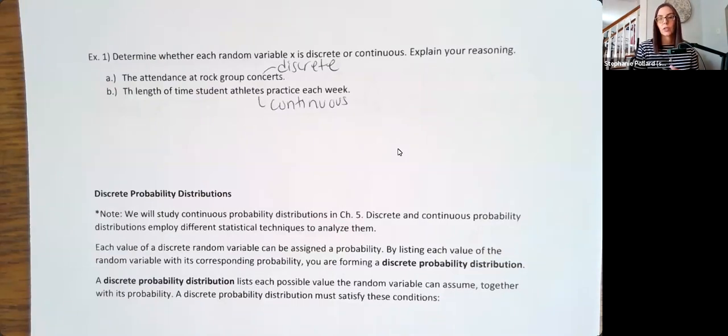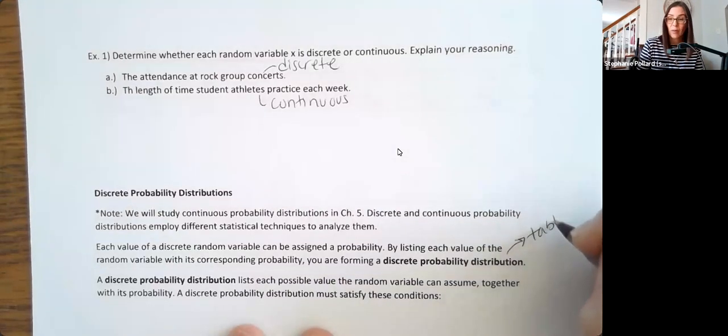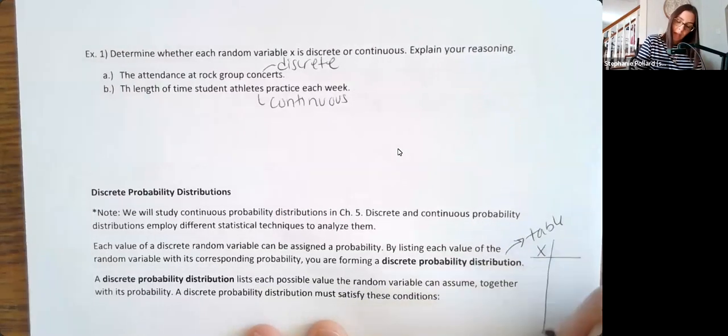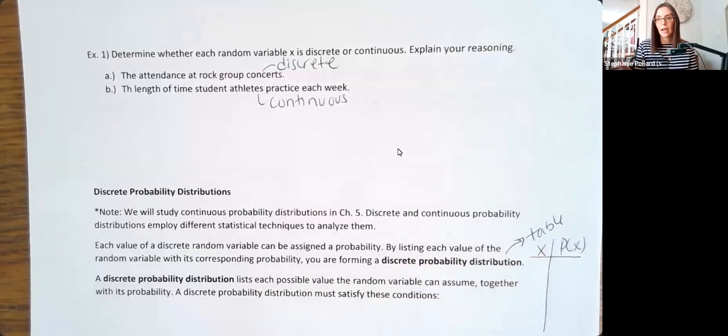So each value of a discrete random variable can be assigned a probability. And by listing each value of the random variable with its corresponding probability, you form a discrete probability distribution. When we hear distribution in stats, you can sort of just think of it as a table. So basically, one column is going to be all your x values, and the other column is going to be your probabilities that are associated with that particular x value.